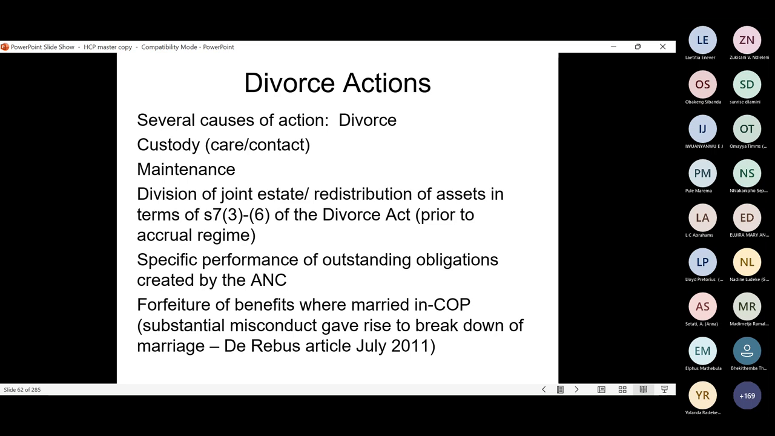Forfeiture of benefits where the people are married in community of property. If the one party says, but I don't want my spouse to get anything out of this marriage, then you must obviously prove substantial misconduct that gave rise to the irretrievable breakdown of the marriage. So just bear all of that in mind. If the client says, this is what I want to know, how am I going to help my client best? What do I need? And then you get that information. If the information is there, then you can use it. If it's not there, you can't make it up.